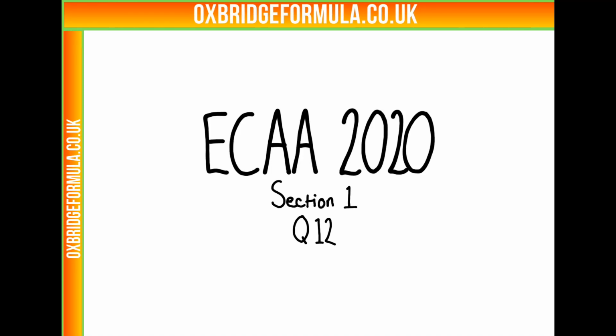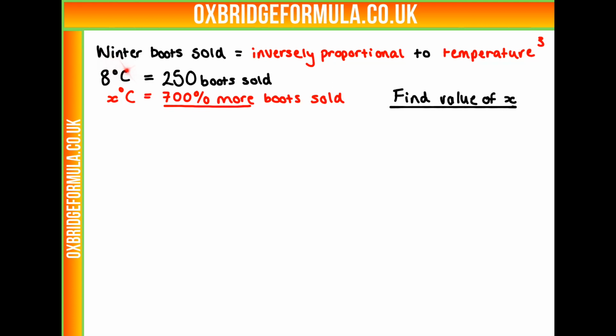In this video, we're looking at ECAA 2020, Section 1, Question 12. We know the amount of winter boots sold is inversely proportional to the temperature cubed. One day, when it was 8 degrees Celsius, 250 boots were sold. Another day, when it was X degrees Celsius, 700% more boots were sold. And we have to find the value of X.